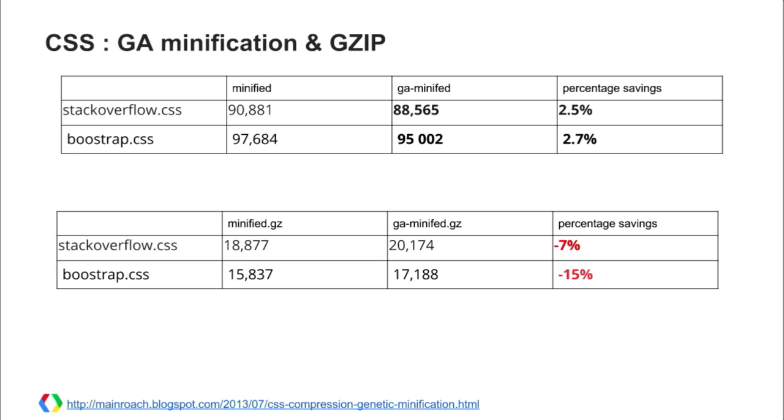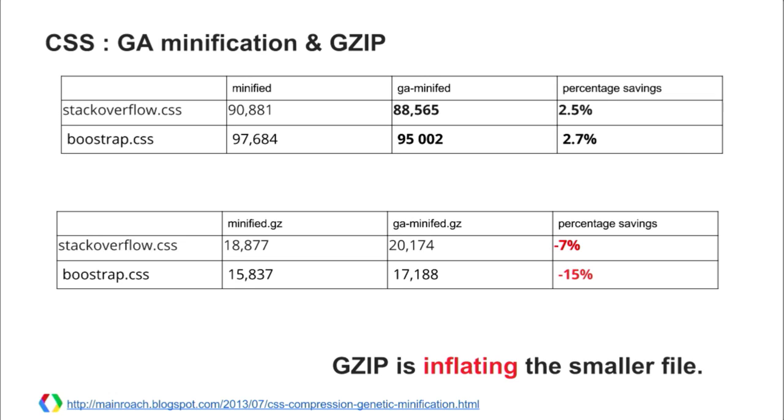So we have our minified.gzip, right? If we just zip the data that comes from Clean CSS or Closure, we get about 18 and 15K. However, when we zip the data that's been generated from our genetic algorithm, you can see that we're actually increasing the size of the file. Basically, the data is so minimized coming from the genetic algorithm that GZIP is actually inflating the data. It's making your file larger than it should be because it's only using the LZ77 and Huffman encoding steps.